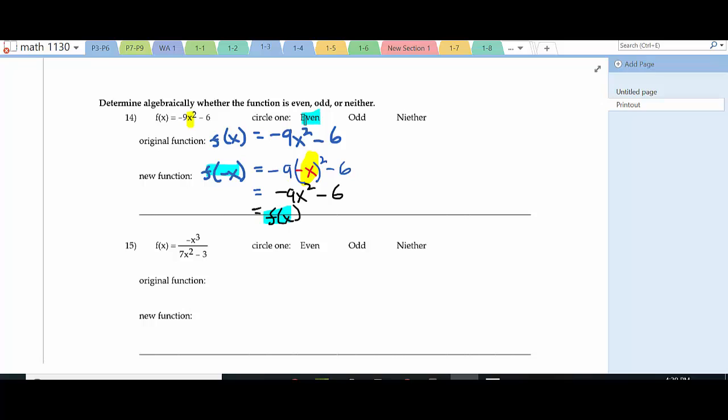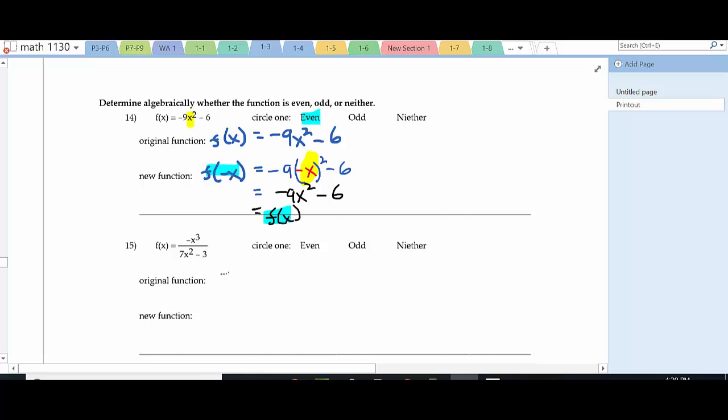Everybody okay with what I did there? Okay. What does the graph look like from your background? What kind of graph is that? Yeah, that's a parabola that's upside down, and it's actually down 6. So it's going to be symmetrical about the y-axis, okay?